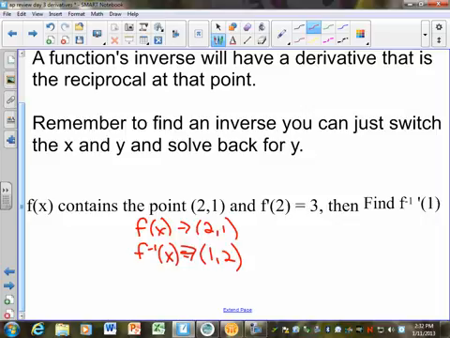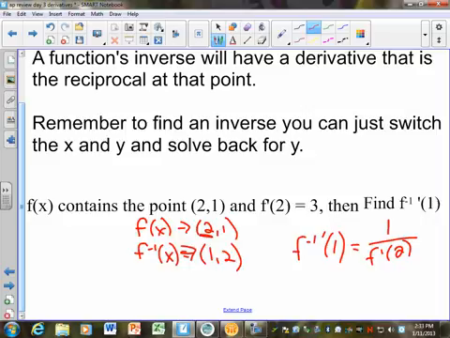So when they ask us to find the derivative of the inverse at 1, it's going to correspond back to the derivative of the original function at 2. So you got to remember that you have to switch the x and the y. And the derivative will always equal the reciprocal. So 1 over whatever the derivative was at 2 itself, because that was the point where it switched places. So that's all you have to know to do this problem.